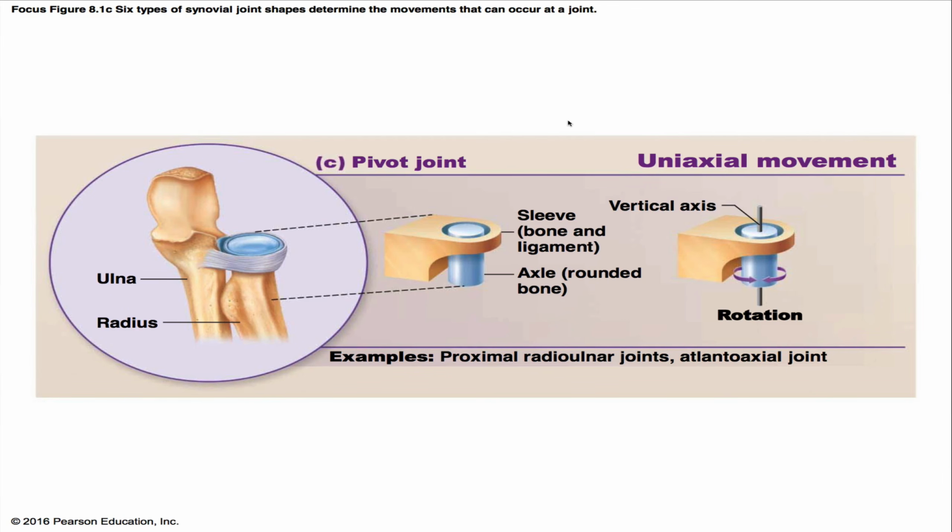So in this illustration here is an example of a pivot joint. Now, what you're looking at over here is the proximal surface between the radius and the ulna. Also, you find this at the atlantoaxial joint. So what you see over here is in one bone, or one side, you have a sleeve that forms, and that could be either bone and a ligament. In this case, you have a ligament, and then you have the rounded bone that's fitted within it. And what this will allow for is uniaxial movement, only rotation to occur.